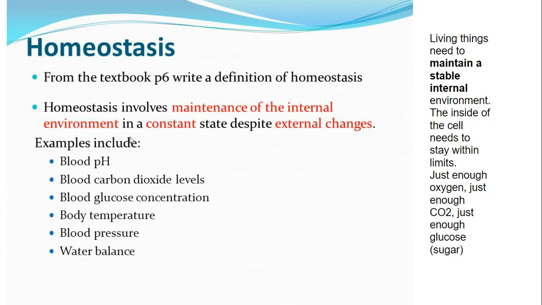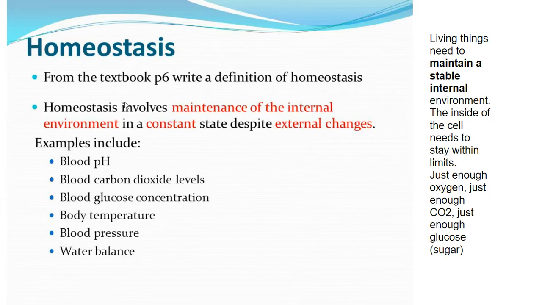So I wrote my little summary on this section right here. It says living things need to maintain a stable internal environment. The inside of the cell needs to stay within limits. Just enough oxygen, just enough carbon dioxide, just enough sugar or glucose. The body has to stay just right. Too much sugar causes problems. Too little sugar also can cause problems. And these are other examples of things the body has to maintain in balance.